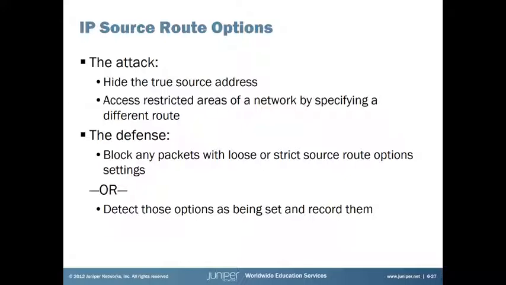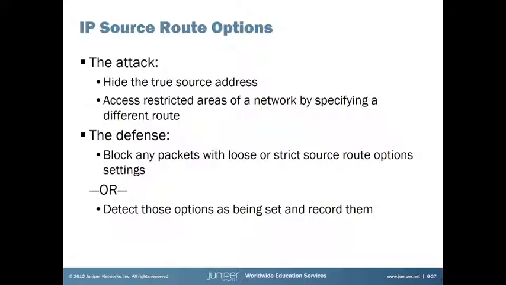So we hide the true source address. We're going to access restricted areas of the network by specifying a different route. There is a source route in the options field, a source route option where you can put a different route, so you can actually just determine or specify the route that a packet takes.